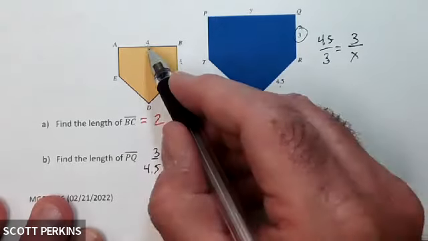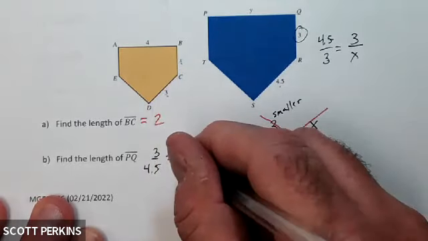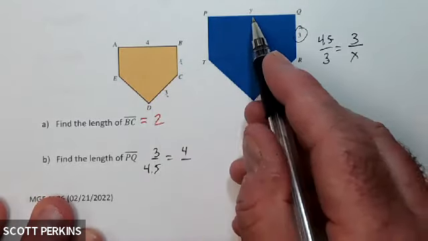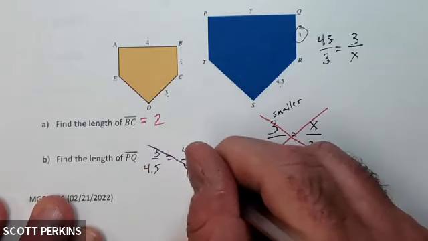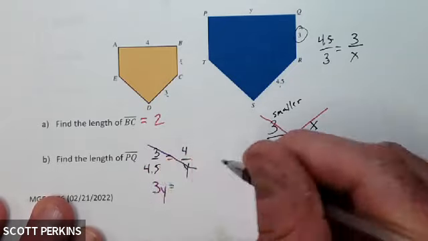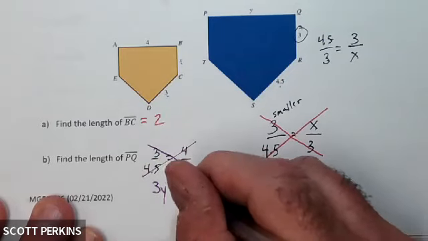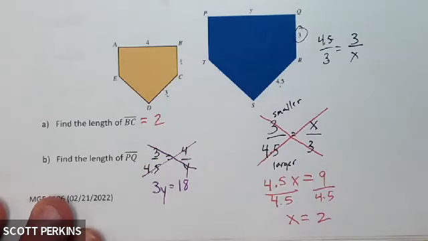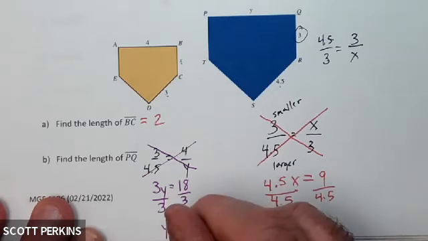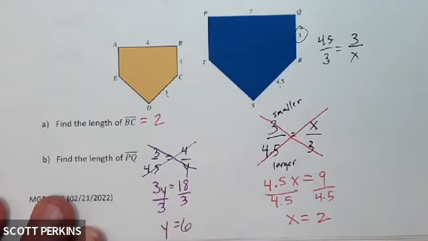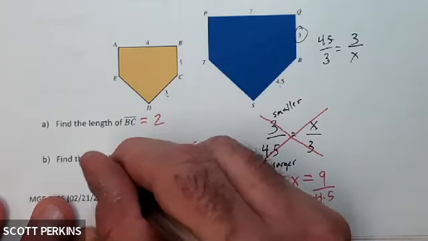So now I've got 4 on the smaller pentagon to y on the larger one, which is what I'm looking for. And now once again, I'm going to cross multiply. I'm going to multiply along the diagonals. 3 times y is 3y. 4.5 times 4, I believe that's 18, but correct me if I'm wrong, please. And then divide by 3, and I get y is equal to 6. So that missing side is equal to 6.